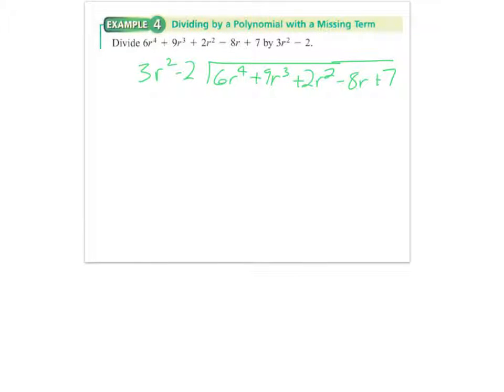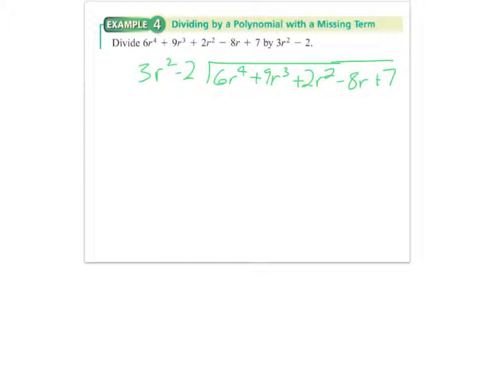In this case, the dividend doesn't have any missing degrees. Notice it's fourth, third, second, first, constant. But it's our divisor, the 3r squared minus 2. There's an r squared and a constant, but no r term in between. I don't space that out over here because my columns are going to be over here. I just need to be aware that I'll get a gap between these two terms.